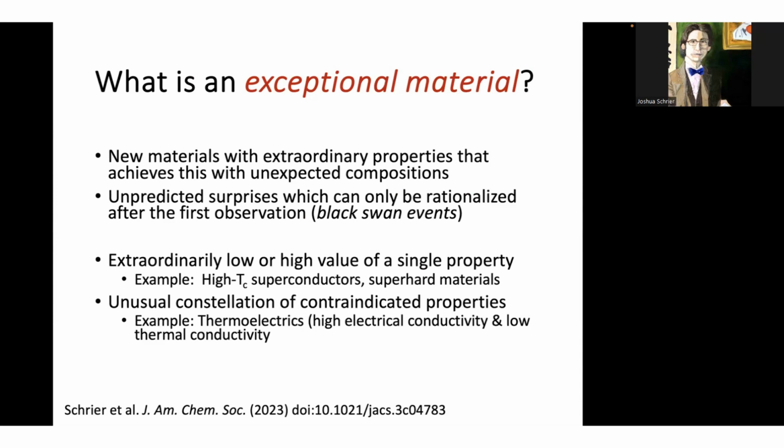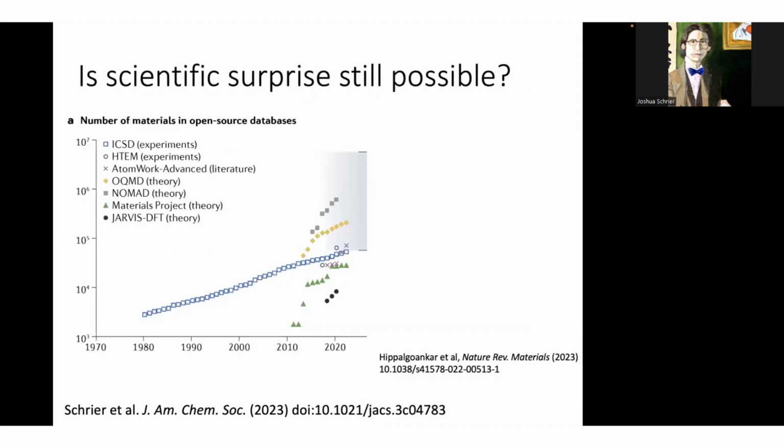It could be just an extraordinarily low or high value of a single property. But often the things that we're interested in for technology are having contraindicated extreme properties. So if you think about, for example, thermoelectrics, you want to have high electrical conductivity and low thermal conductivity. But the Wiedemann-Franz law that you learned in Intro to Solid State Physics tells you that those things should be directly correlated, at least for ordinary metals. So you have to break that contraindicated property.